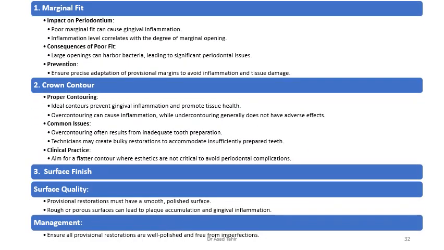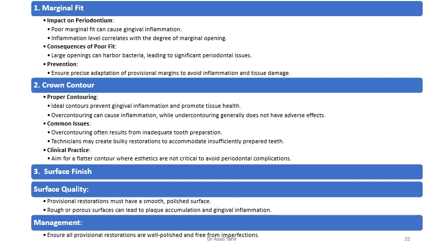Marginal fit. Impact on periodontium. Poor marginal fit can cause gingival inflammation. Inflammation level correlates with the degree of marginal opening. Consequences of poor fit: large openings can harbor bacteria, leading to significant periodontal issues. Prevention: ensure precise adaptation of provisional margins to avoid inflammation and tissue damage.